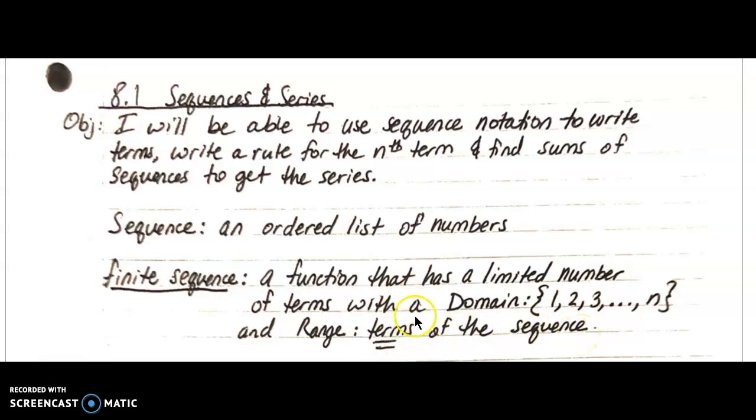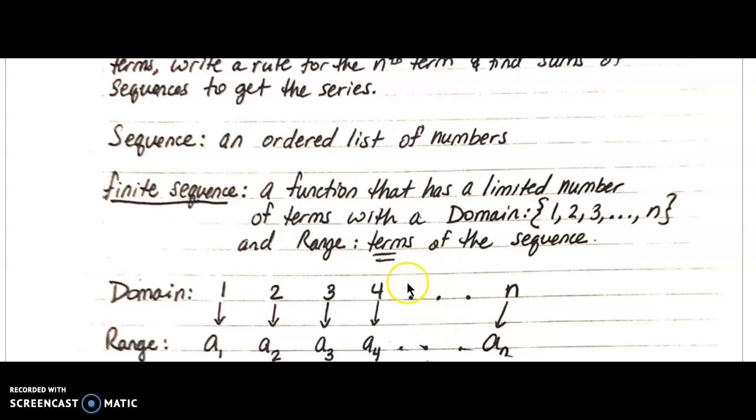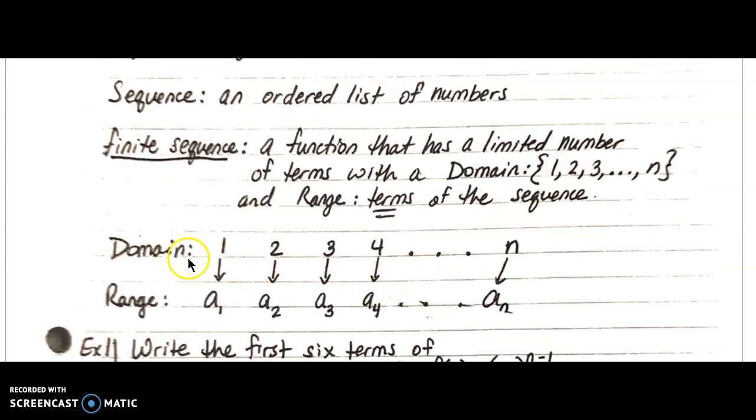So what's the actual value of the first number? What's the actual value of the second number? What's the actual value of the nth number? The domain is the placement or the order of the number. The range is the actual value of the term. If we take a look at this visual representation, our domain is our first, second, third, fourth, all the way to the nth number, and the range is the actual value of the number.